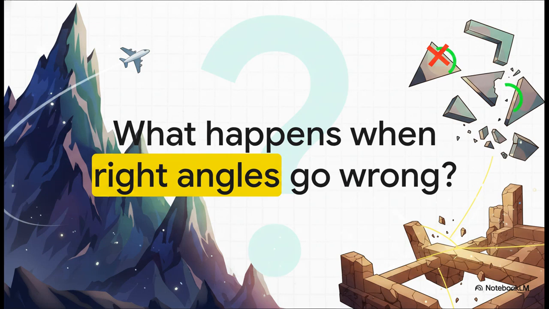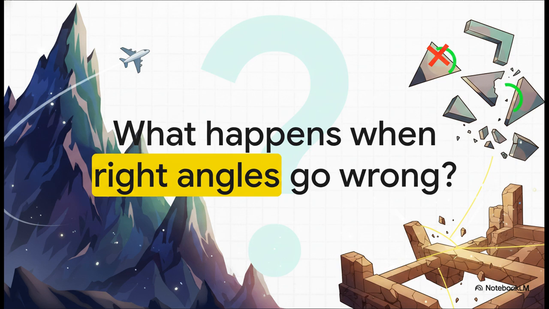So I've got to start by asking you a really thought-provoking question. What actually happens when right angles go wrong? Now, in basic geometry, we get really comfortable with perfect 90-degree corners. We've got the Pythagorean theorem, we've got our basic sine, cosine, and tangent rules, and they all work like an absolute charm. But here's the truth of the matter.